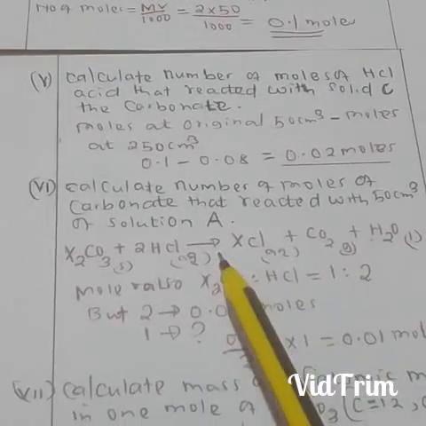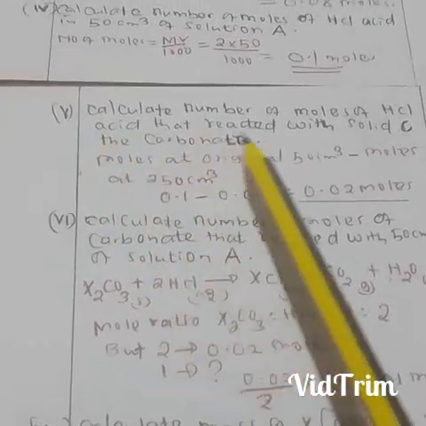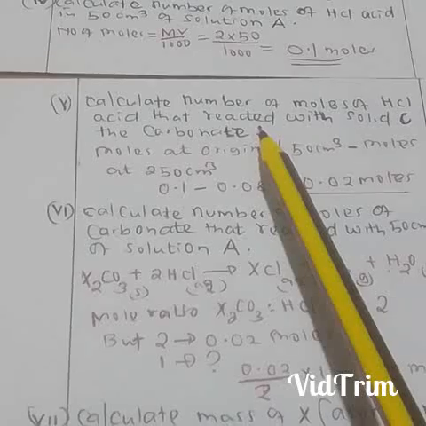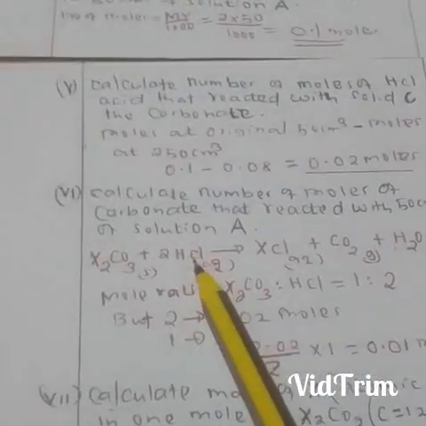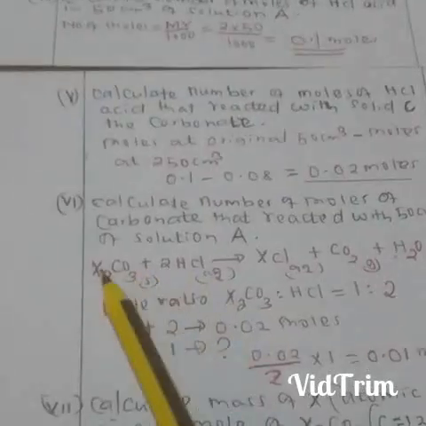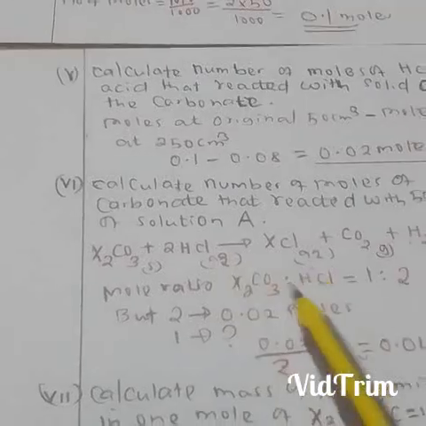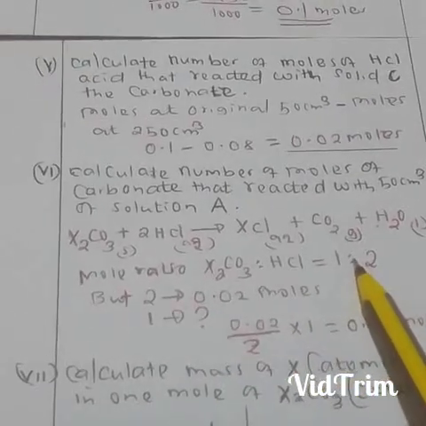So my student, remember, in Roman 5 here, look at Roman 5. We have calculated the number of moles of the acid that reacted with the carbonate solid C. So if we know the number of moles, look, this HCl, we know its moles. So to calculate the number of moles of the carbonate that reacted with the acid is very simple. We use the mole ratio. My student, hope you are getting it. It is simple and clear.